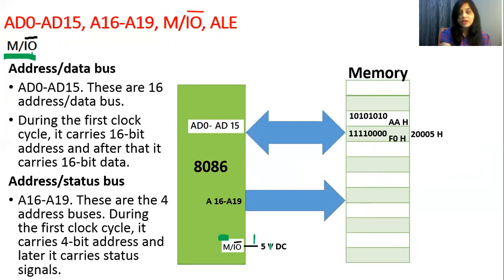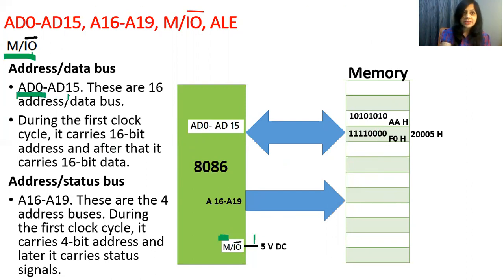Why I have written here 5 volt DC, which indicates logic 1, is because in this diagram we have connected memory to 8086. In place of this, if 8086 wants to communicate with input output devices connected to it, in that case this pin should be at logic 0. That means when 8086 wants to communicate with memory, transfer or receive data from memory, it should be at logic 1, and when 8086 wants to receive or transmit data to an input output device, at that time this pin should be at logic 0.